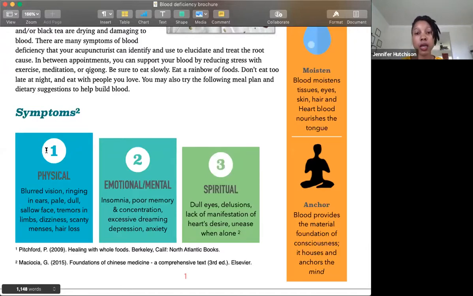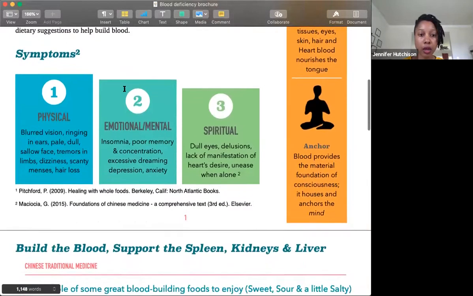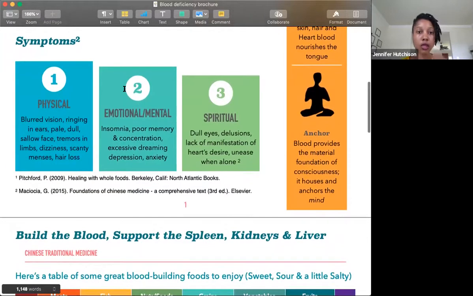So that your body can absorb those nutrients and you can really get the most out of your foods and create really healthy blood. And then I have a meal plan at the bottom here, but I first want to talk about the symptoms of blood deficiency, because there are different symptom categories. We have a physical, mental or emotional, and a spiritual aspect to blood.